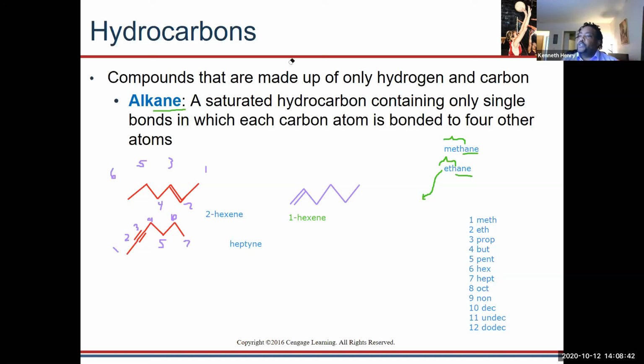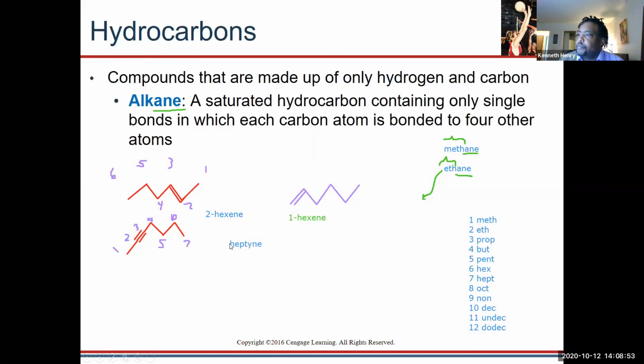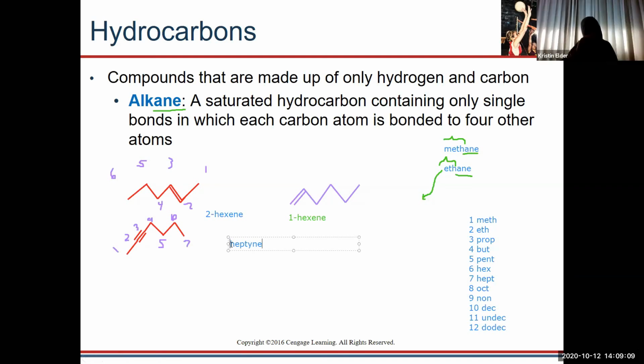So the same thing happens with our triple bond. So what will we name this guy? I don't think I really understand. Can you go over it again, if you don't mind?